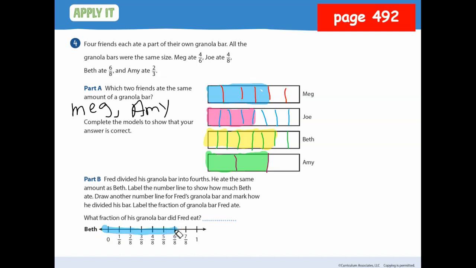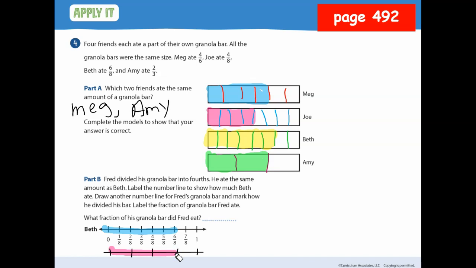Okay. Fred divided his into fourths. So here's my number line. For Fred, I'm going to do his at the bottom. So this is 0, 1. Beth's was eighths, Fred's is fourths, like that. And he ate the same amount as Beth. So let me do this.